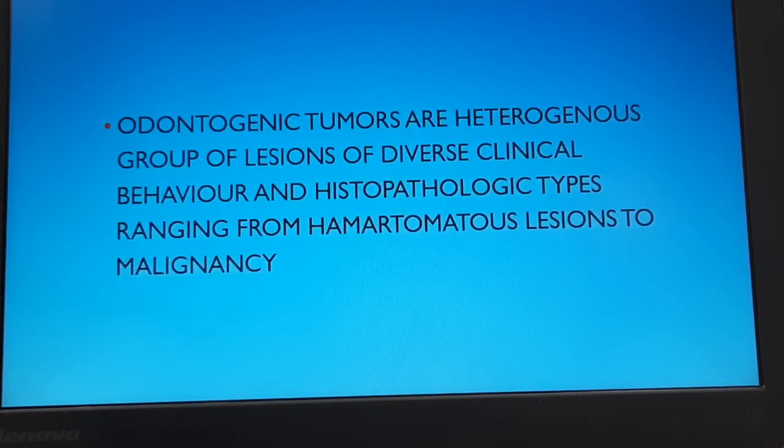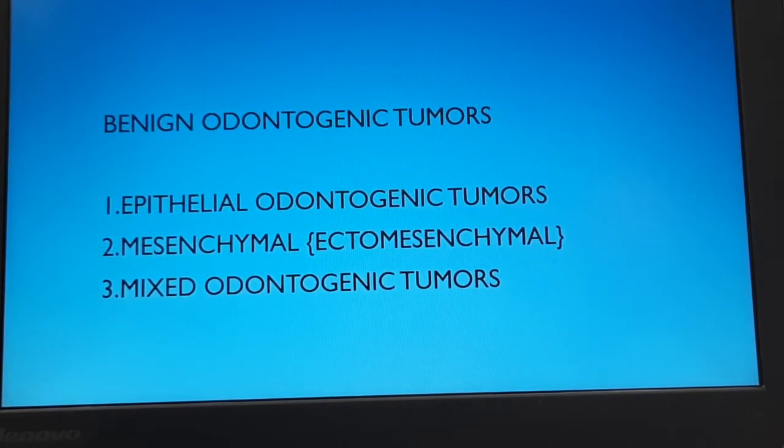even ameloblastoma. Now, regarding the odontogenic tumors, they are described as a heterogeneous group of lesions of diverse clinical behavior and histopathological types, ranging from hamartomatous lesions to malignancy. As a matter of fact, we have two varieties of lesions, which we call benign odontogenic tumors and malignant odontogenic tumors. The benign odontogenic tumors comprise epithelial odontogenic tumors. It could be mesenchymal in origin or even mixed odontogenic tumors, as I had described to you earlier.